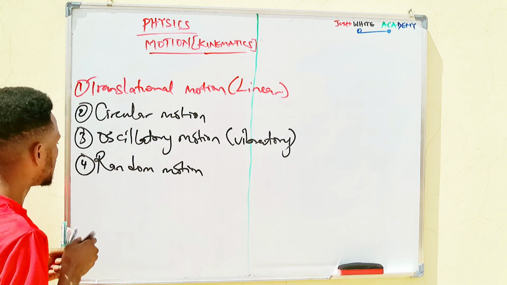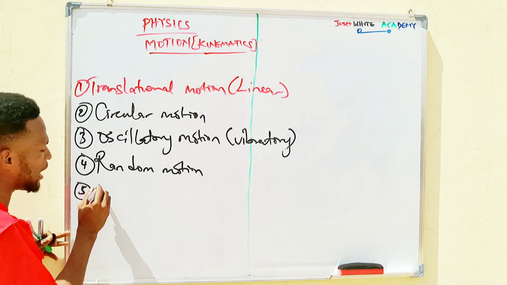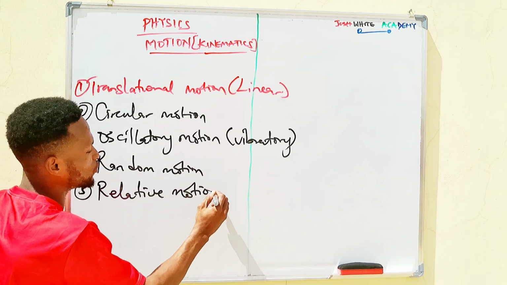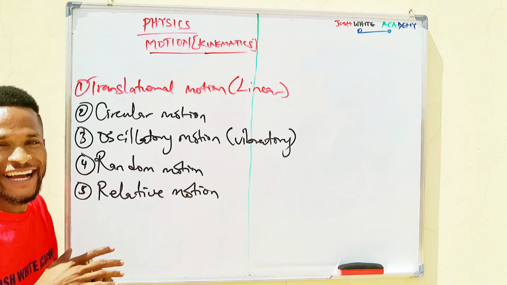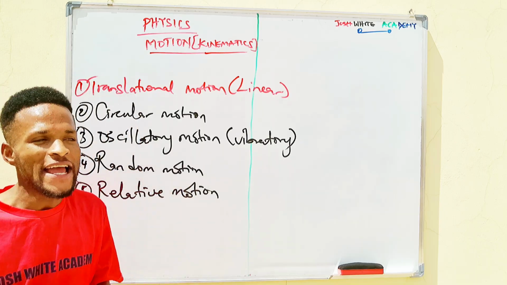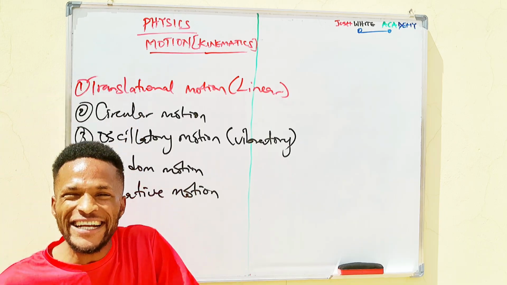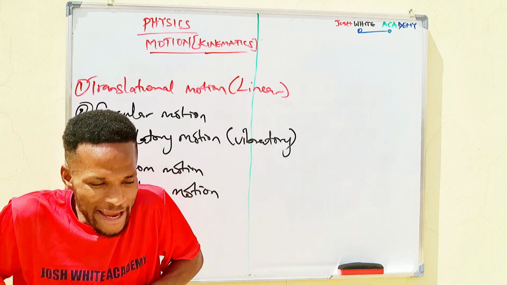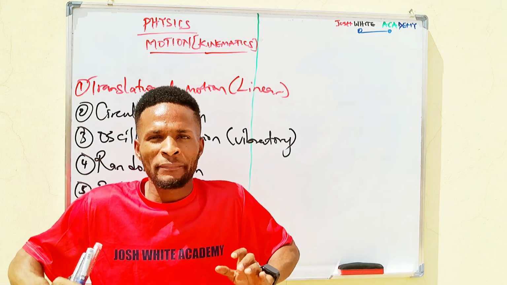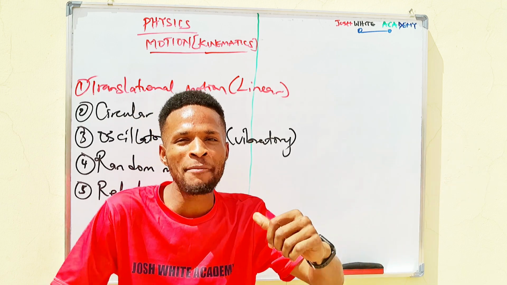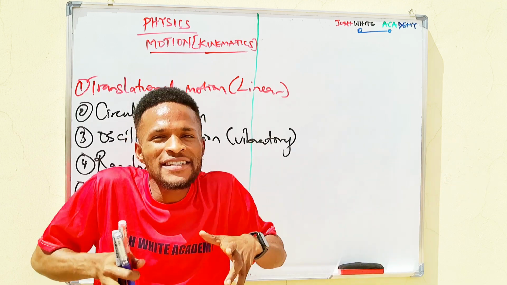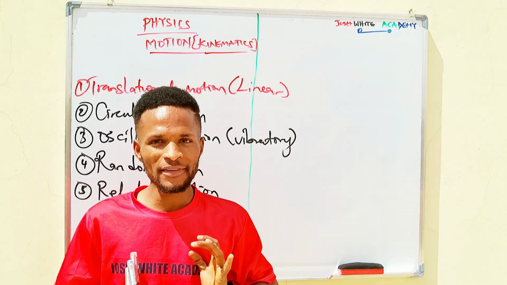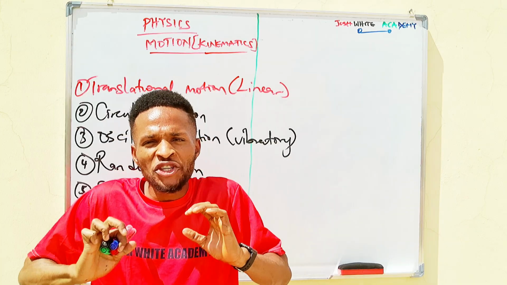We also have what I term relative motion. Relative motion is a type of motion where a body moves in relation to another body. Like for instance, I am inside a train that is moving forward and I am moving backward. Or I'm inside a train that is moving forward and I'm moving forward. You can see questions like that in UTME.